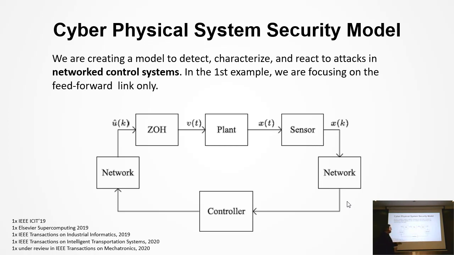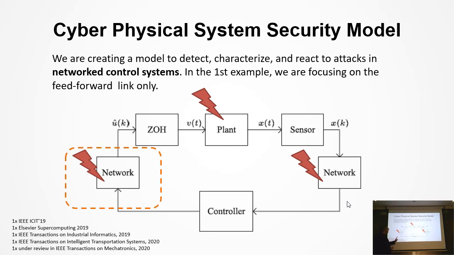An attack can happen in any of these places. So it can happen in the forward link, it can happen in the backward link or feedback link, it can happen on the plant as a physical attack, or it can be in the controller, which we haven't shown here, but that can also be a place of attack.